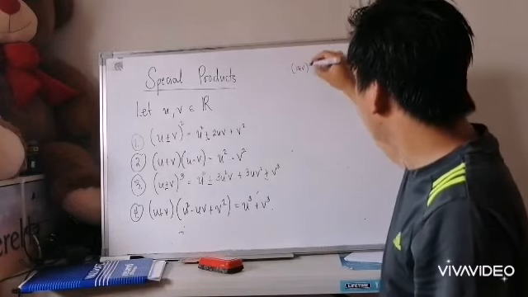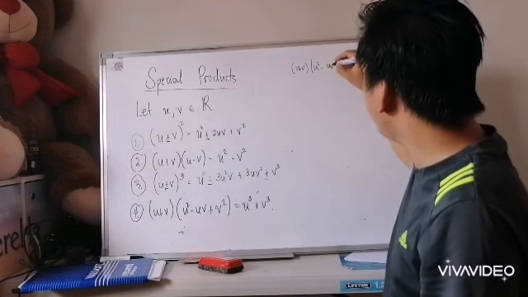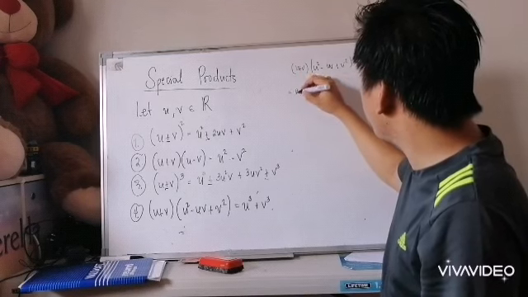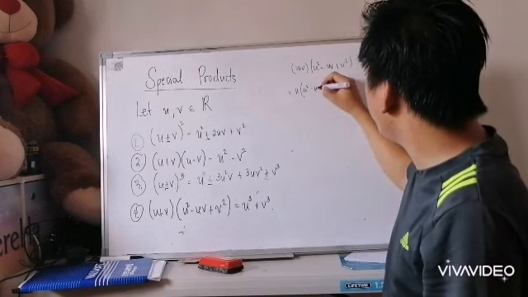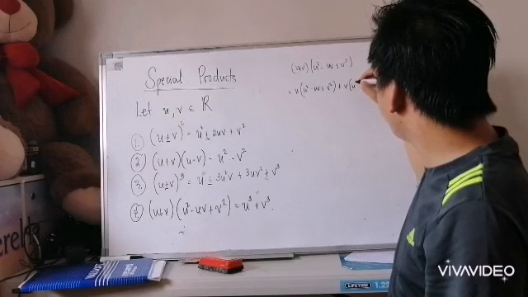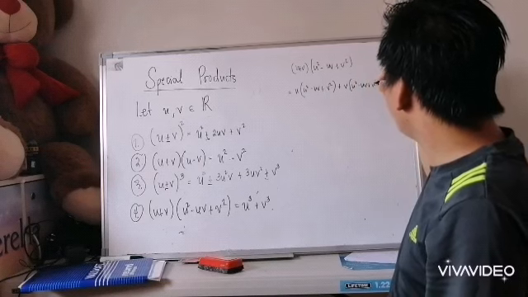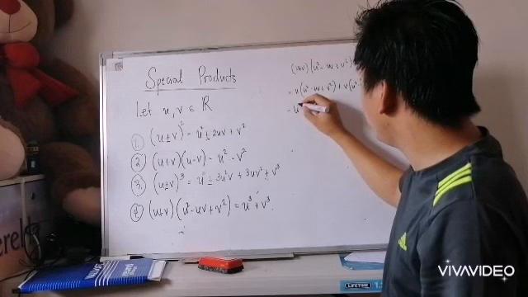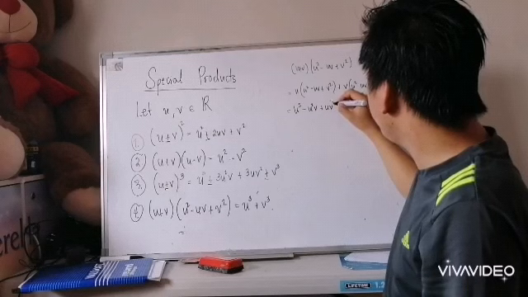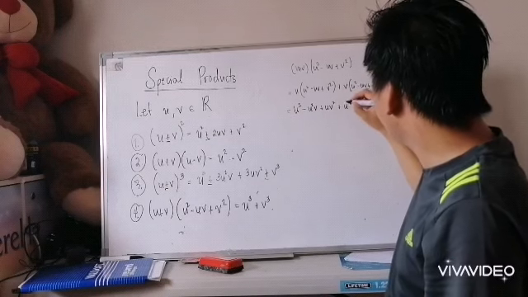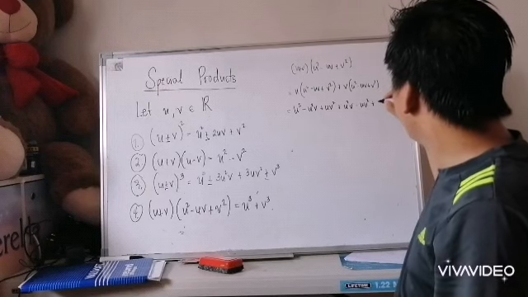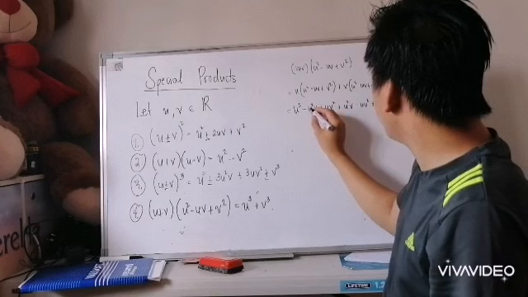(u plus v) times (u squared minus uv plus v squared). So you distribute, you partition this, so that's u times (u squared minus uv plus v squared) plus v times (u squared minus uv plus v squared). So that's u cubed minus u squared v plus uv squared plus u squared v minus uv squared plus v cubed. So this is already cancelled.